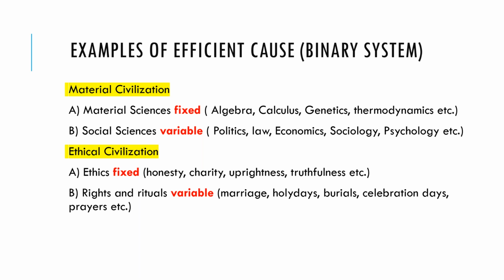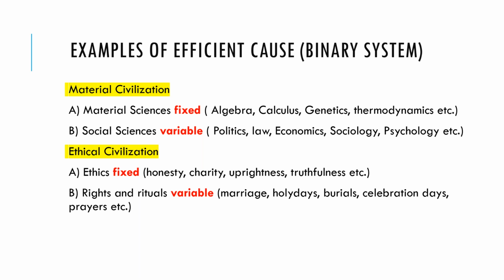So we want to see correlation of ethical civilization with material civilization. Again, we refer to binary system. Material civilization portion is fixed, which is algebra, calculus, genetics, thermodynamics, etc. Then you have social sciences that is variable, that becomes obsolete, like politics, law, economics, sociology, psychology, and so on.